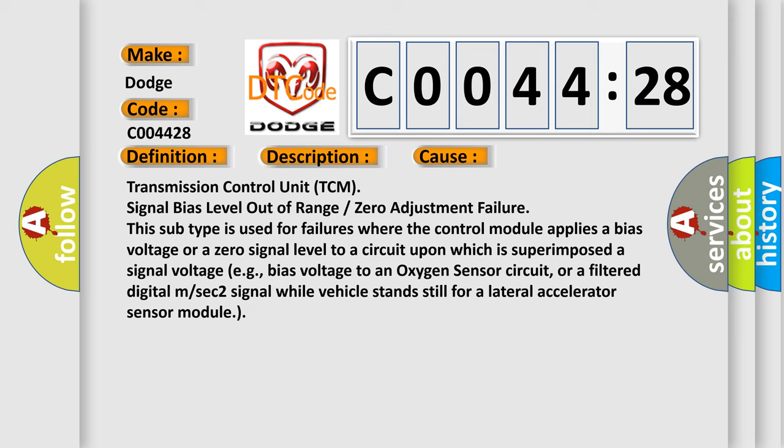Transmission control unit TCM signal bias level out of range or zero adjustment failure. This subtype is used for failures where the control module applies a bias voltage or a zero signal level to a circuit upon which is superimposed a signal voltage, e.g., bias voltage to an oxygen sensor circuit, or a filtered digital M or SEC2 signal while the vehicle stands still for a lateral accelerator sensor module.